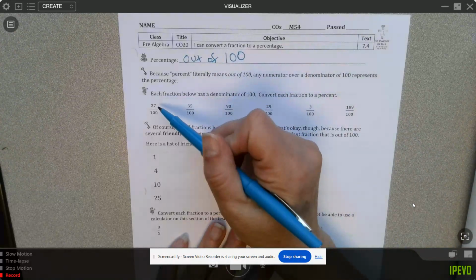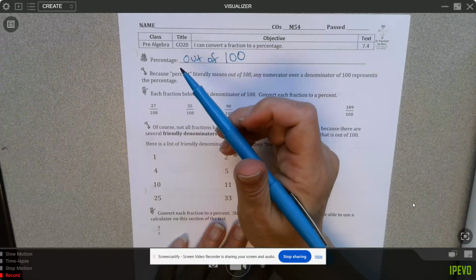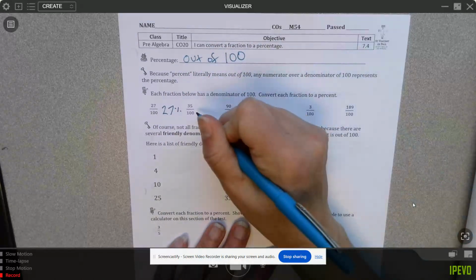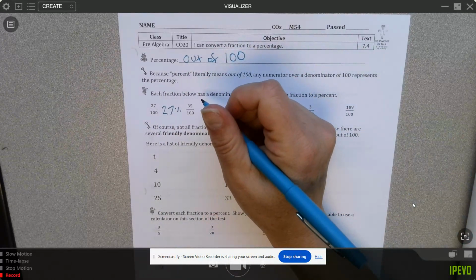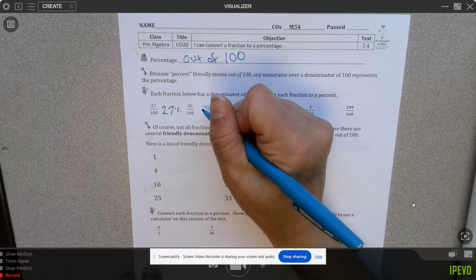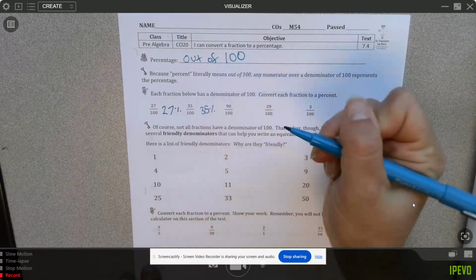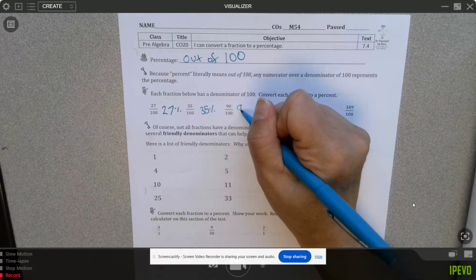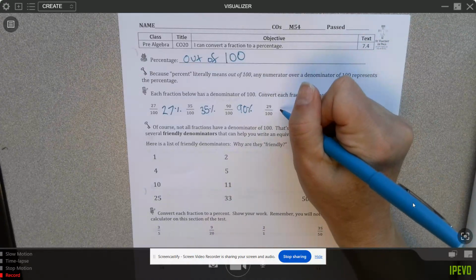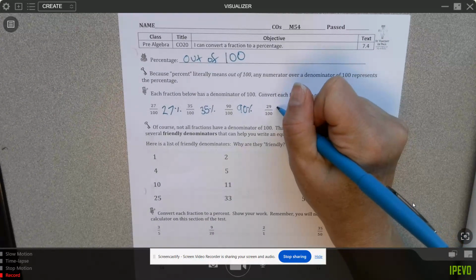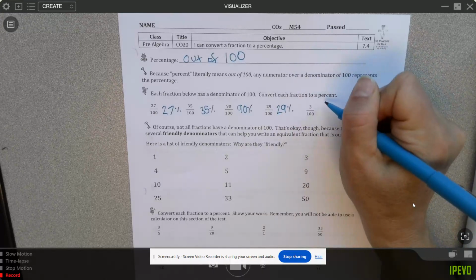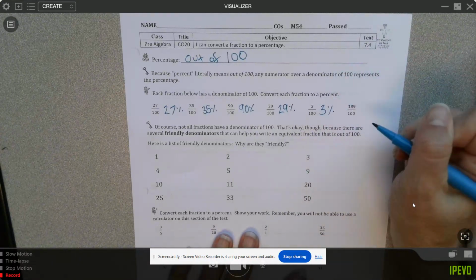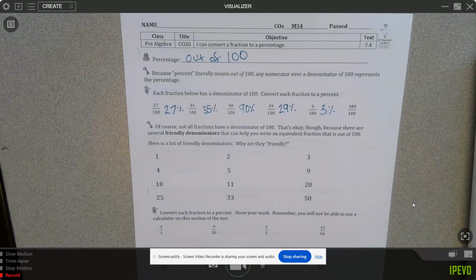So if it is 27 hundredths, what percent would that be? Hadley? 27%. If it is 25 hundredths, what percent is that, David? 35%. If it is 90 hundredths, what percent is that, Addie? 90%. If it is 29 hundredths, Michael? 29%. 3 hundredths, Eleanor? 3%. And 189 hundredths.